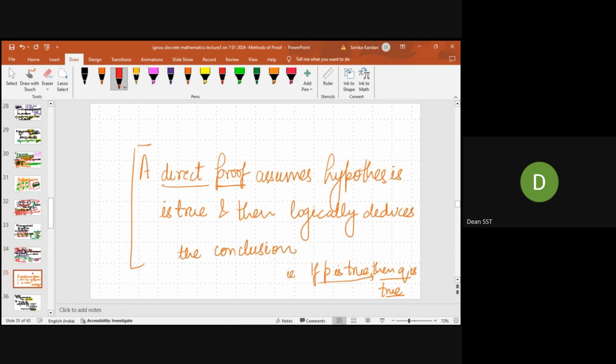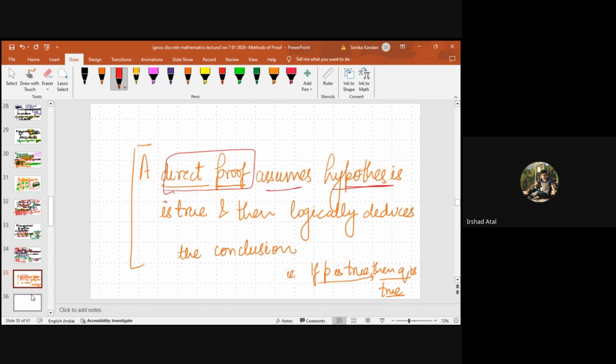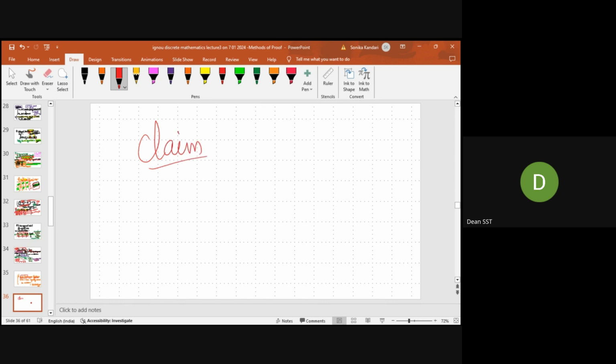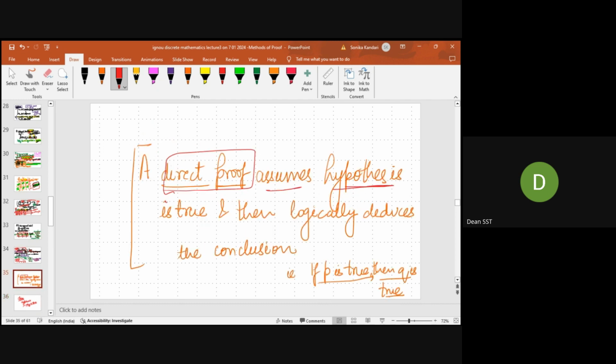So let us see how direct proof works. A direct proof assumes the hypothesis. And what is a hypothesis, class? Whatever we claim is our hypothesis. If I say the sky is blue, this is my hypothesis because I am claiming the sky is blue. Whatever I claim, that is your hypothesis. So a direct proof assumes the hypothesis is true, then logically deduces the conclusion. It means if P is true, then Q is true. This is the direct proof.